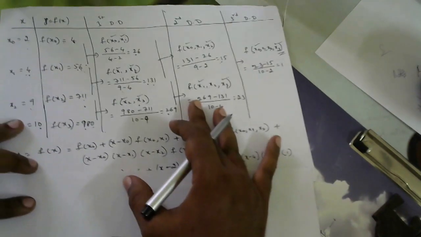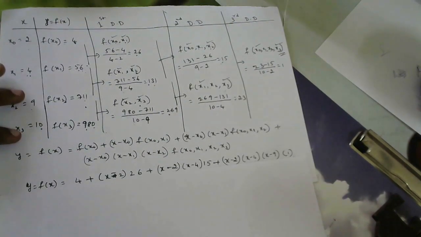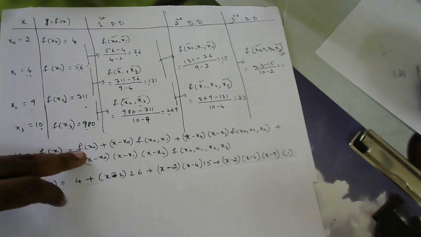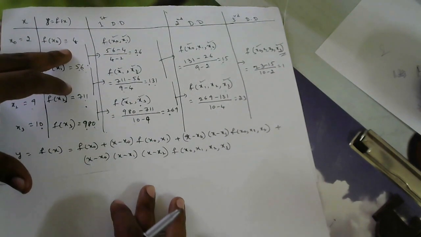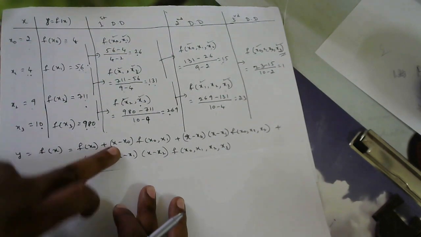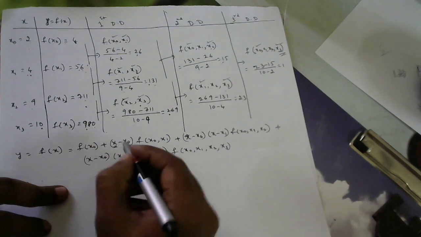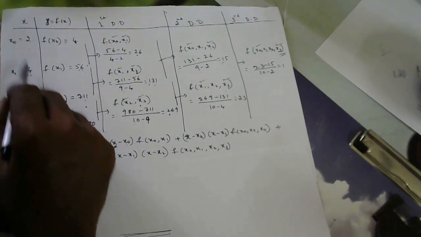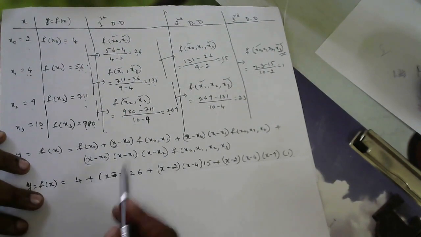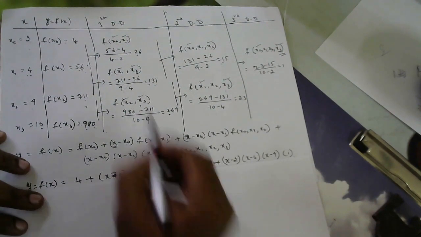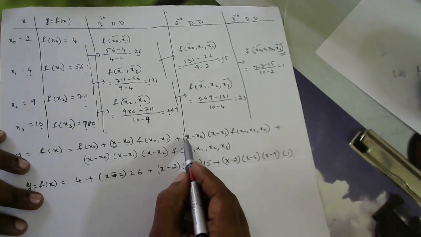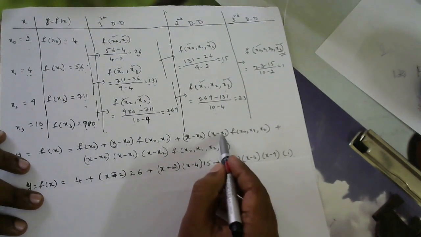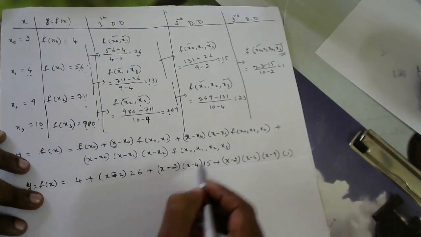Okay, here this is your required formula. Now I'll substitute the values. So f of x naught means it is 4, and here you have to find out the polynomial, so I keep x as it is, x naught value is 2, so I have taken here 2, and f of x naught comma x1 value is 26, so I have written here, and here x value kept as it is, x naught value is 2 and x1 value is 4, x minus 4.